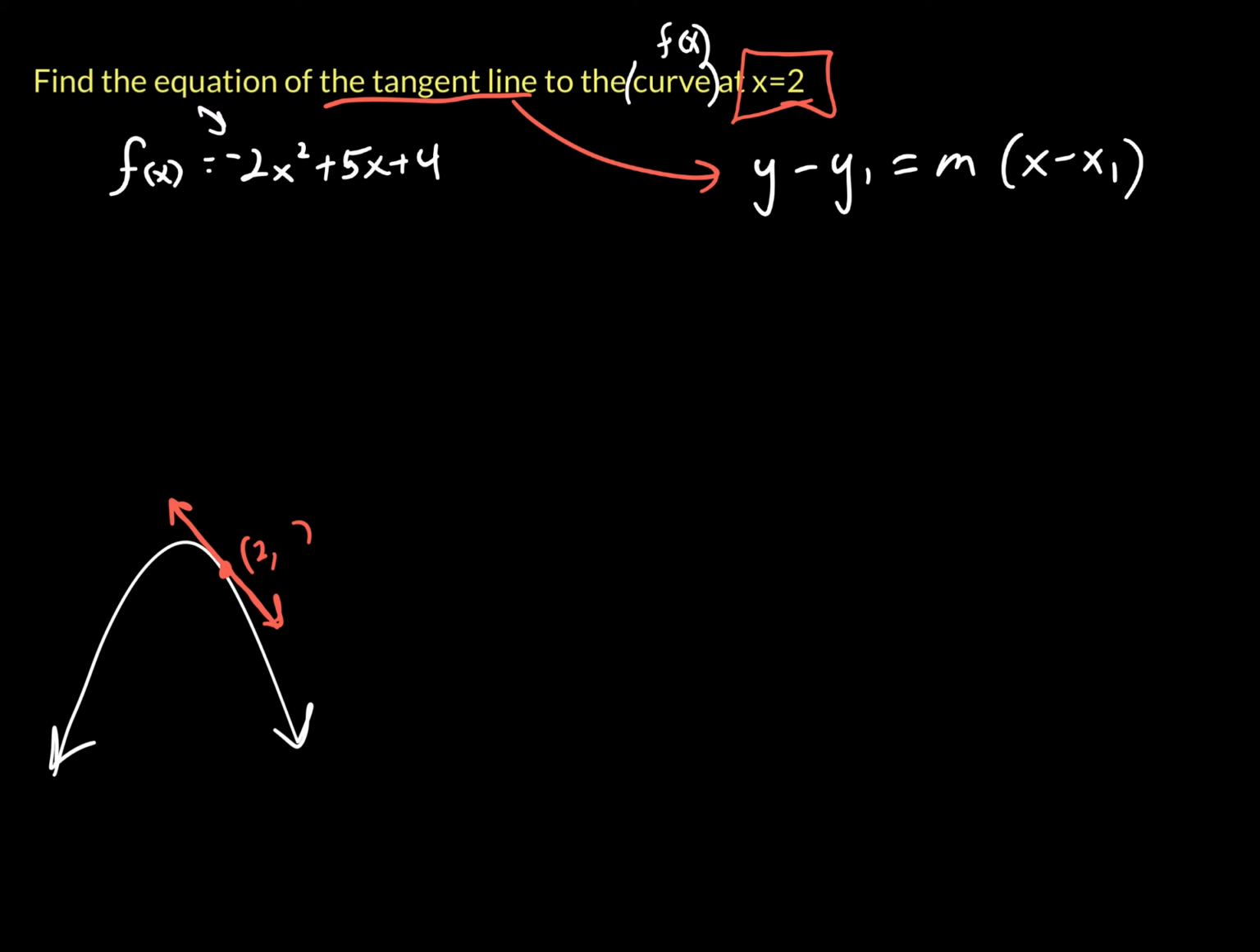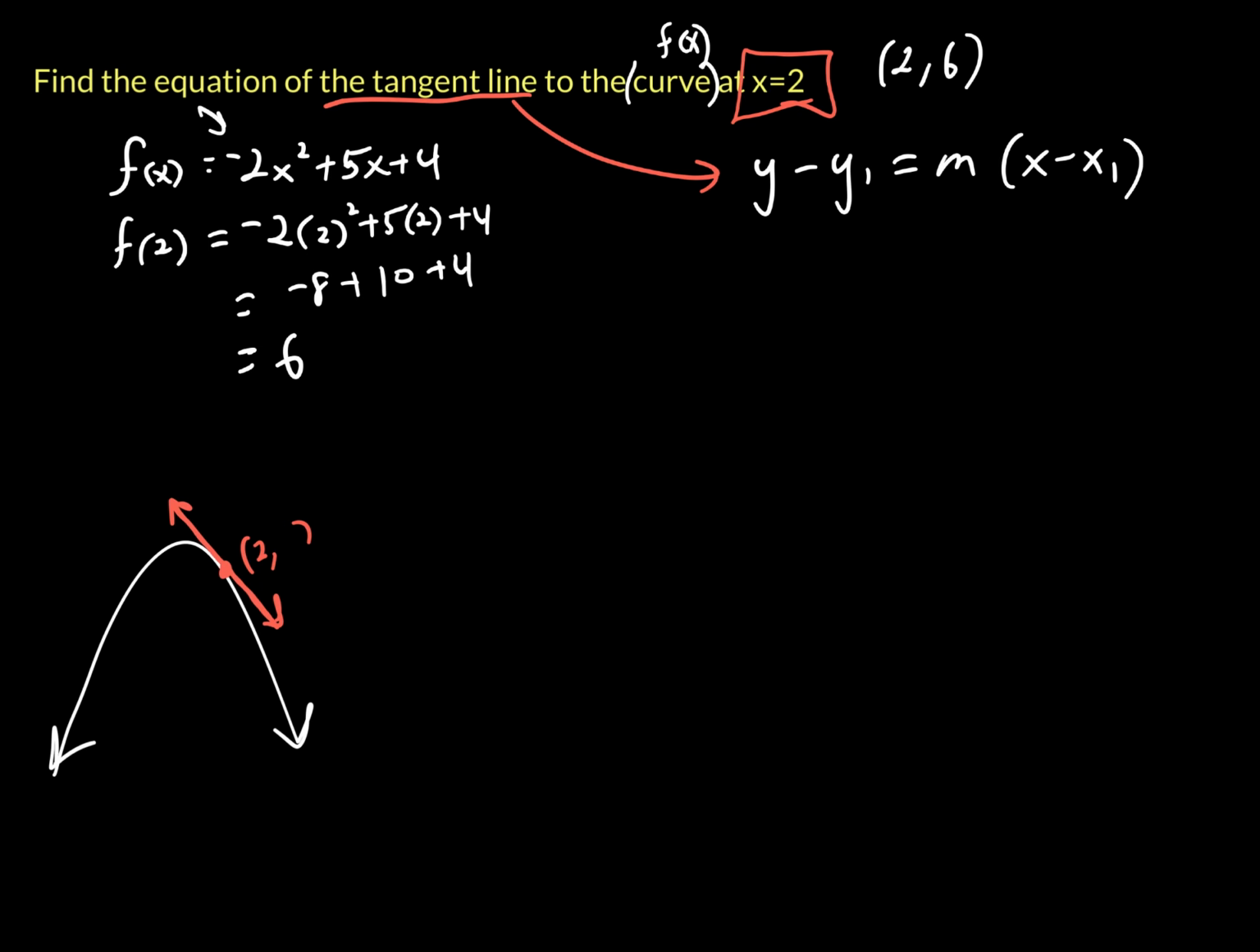There's two things we need, a point on the line and a slope of the line. Right now, let's find the y value. When x is 2, the f of 2 is your y value. So this is going to give you -2 times 2 squared plus 5 times 2 plus 4. So what is that? -8, plus 10, plus 4. That's 14. I'm sorry, that's 6. So now we know that our xy coordinate is 2, 6.